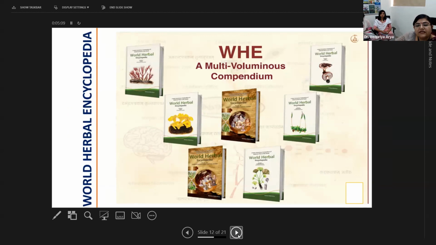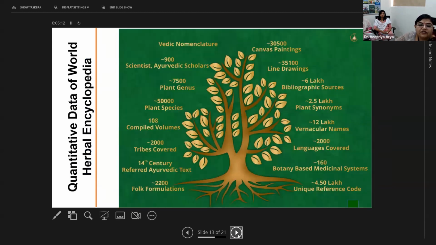This is the encyclopedia. It is very, very important work for all of us. Why is it important? Because it covers the information of 50,000 plant species, compiled in 108 volumes. And a very important point to note: there are 12 lakh vernacular names of the plants, in more than 2,000 languages of the world.